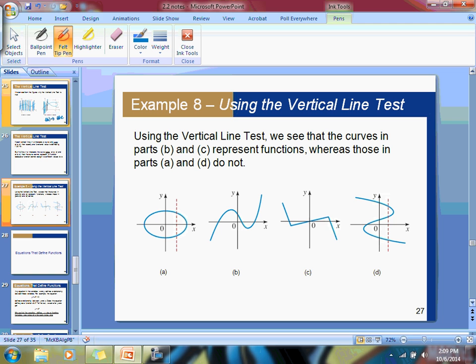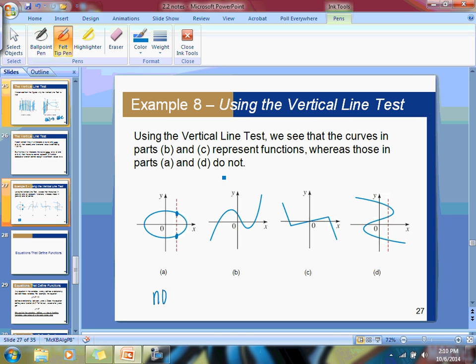Okay, so in example 8 here, they've given you some curves, and they want you to test whether or not they are functions. For part A, we have a graph of a circle, and they've already drawn in a vertical line for us, and we can already see that that vertical line is going to touch the circle twice. So no, that graph does not represent a function. So that's a good example where you can have an equation of a circle, but that equation is not a function.